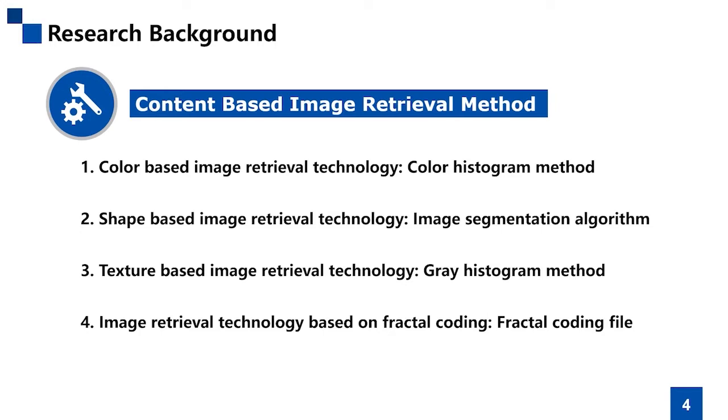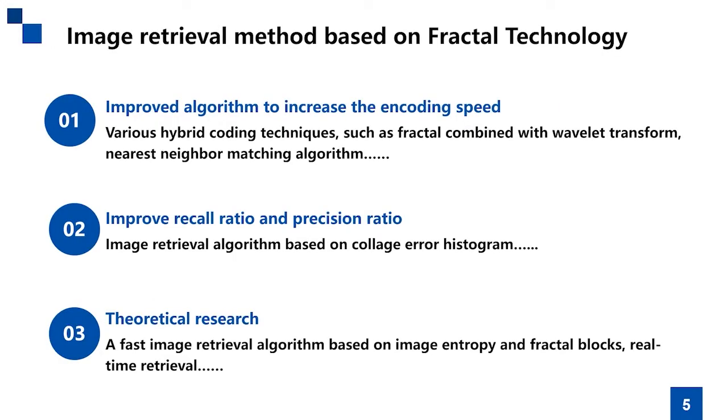4. Image retrieval technology based on fractal coding. This technology uses a fractal coding algorithm to extract the fractal features of the image, that is, the image fractal coding file. The fractal coding file can uniquely characterize the original image, which greatly improves the recall and accuracy of the image retrieval technology. However, because the fractal image coding process is more complicated, the coding time is too long, so many methods have been proposed to increase the encoding speed.